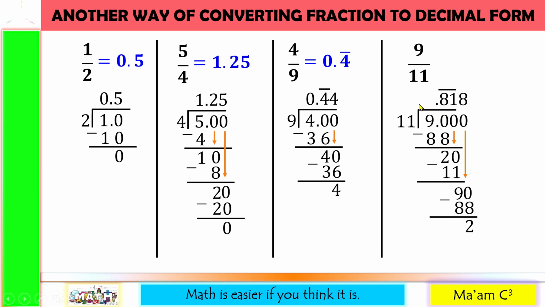Since there is no number in front of the decimal point, we're going to add 0. So 9 divided by 11 is equal to 0.818181818181. Again, this is an example of non-terminating repeating decimals.